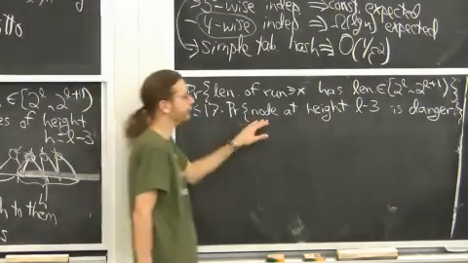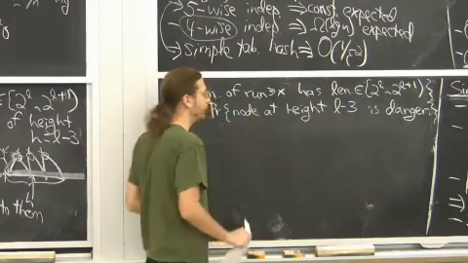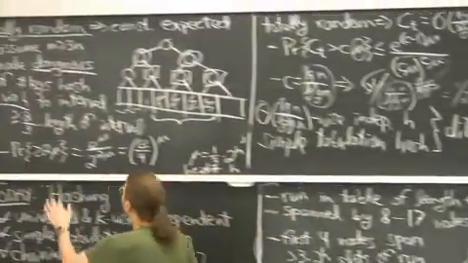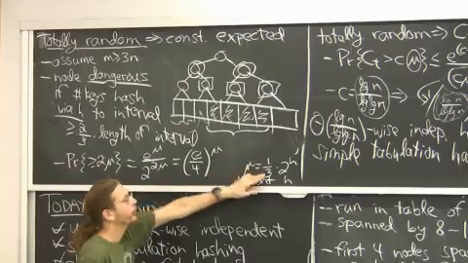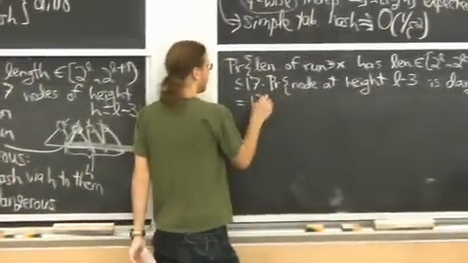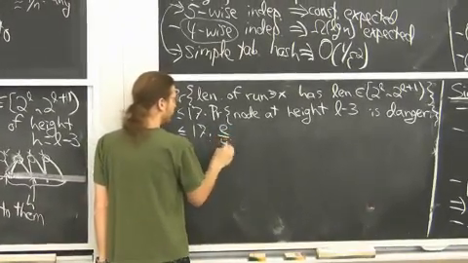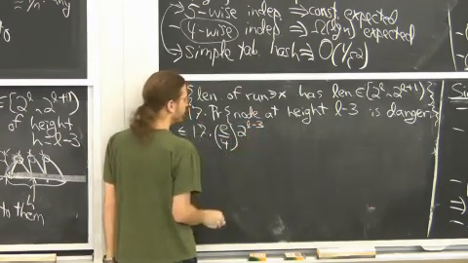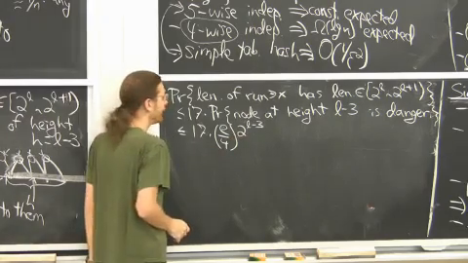Now, all the nodes look the same because we have a totally random hash function. So we just say any node at height L minus 3. And we already computed that probability. The probability of being dangerous was (e over 4) to the 1/3 2 to the h. So this is going to be at most 17 times (e over 4) to the 2 to the L minus 3 power. Okay, again, doubly exponential in L.